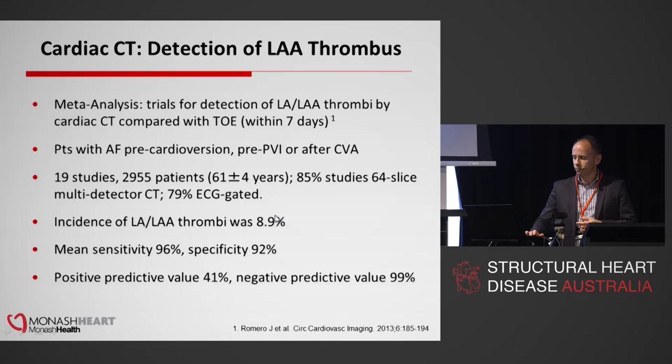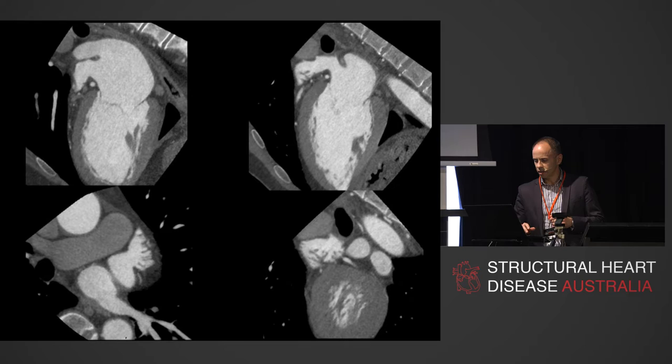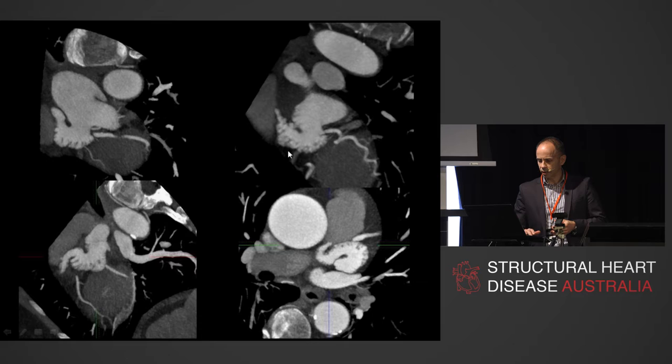These are just some examples of CT where we've got good penetration of contrast into the appendage, and you do get quite exquisite anatomical detail. Particularly when you get elongated appendages and extra lobes, you can see that these are parts of the appendage that we just wouldn't even see with TOE. So I can imagine that in the future we may see increased sensitivity and CT becoming the gold standard.